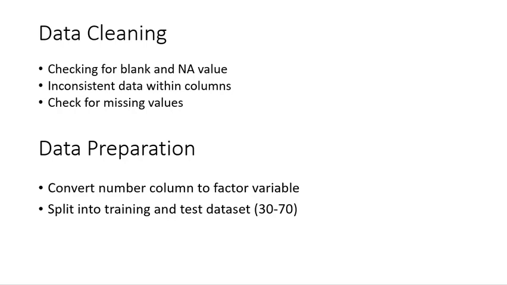As part of the data preparation step, we first convert the number column, which is our output column, to a factor variable. We then split the training and test data set from our input data. We split by 30-70 rule. The reason we are splitting with such proportion is to address the computation time of the complete model.